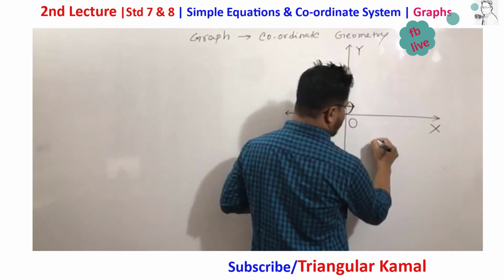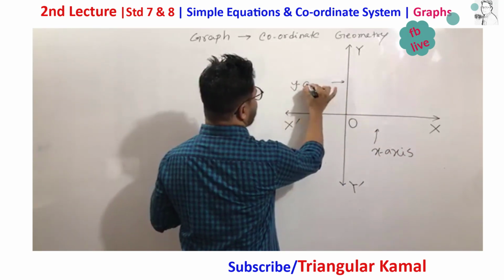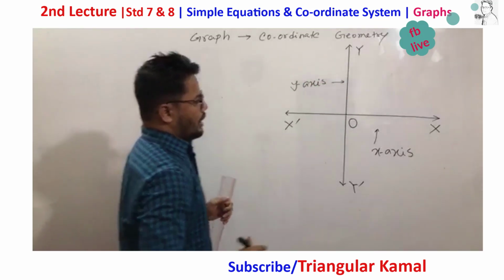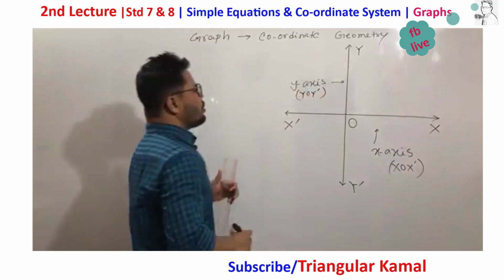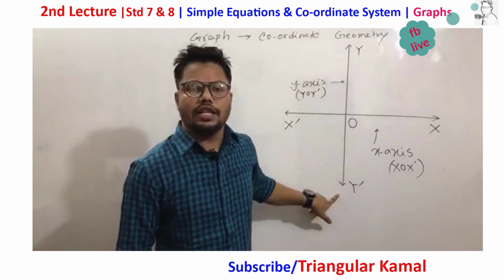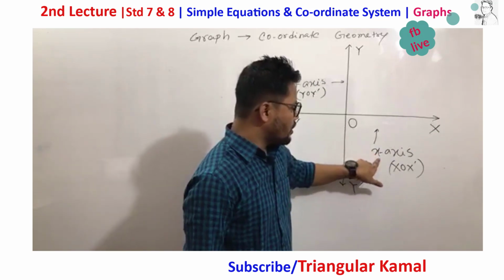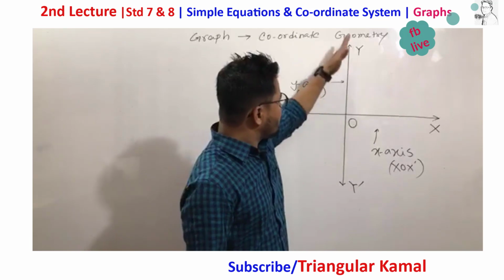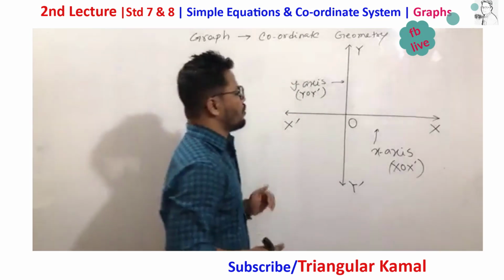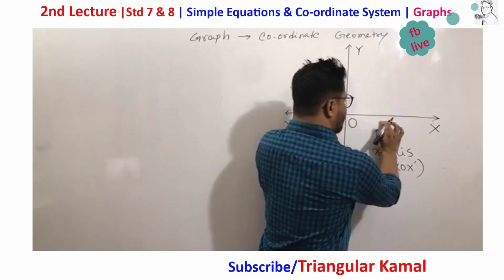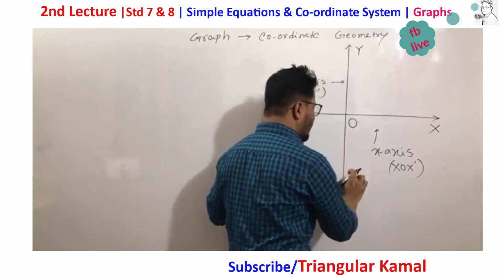The two axes: this first one is called the x-axis, and this one indicates the y-axis. The full form you can write as X O X prime, or Y O Y prime. Y O Y prime indicates the vertical line, which is the y-axis, and X O X prime we call the x-axis in short form. The two lines intersect each other at the point O. This point is called the origin or counting point. This is the positive side of the x-axis, this is the negative side of the x-axis, this is the positive side of the y-axis, this is the negative side of the y-axis.